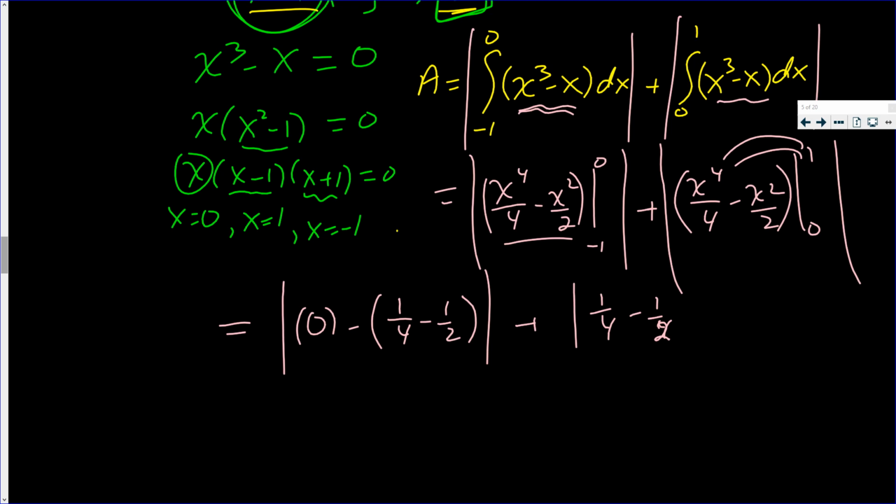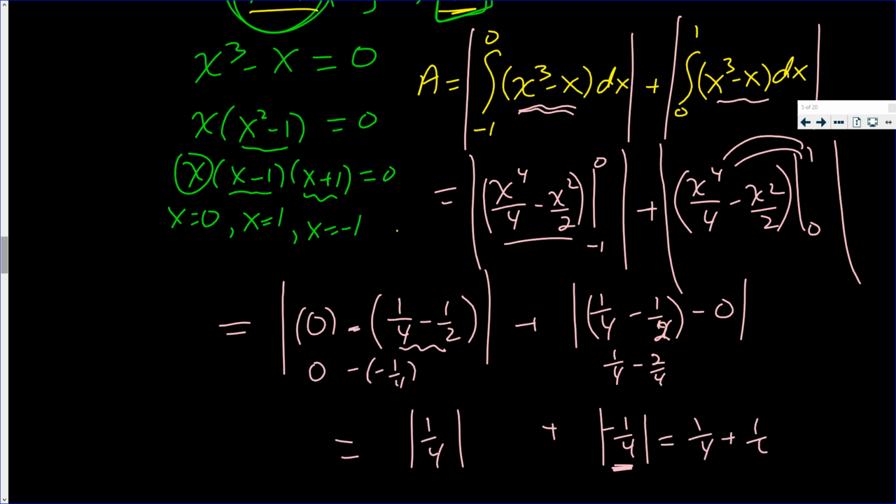Now, 1/4 minus 1/2 is -1/4. So it's the absolute value of that. That's also -1/4 with a minus sign in front of it. 0 minus -1/4 is 1/4. Absolute value. This one we did wrong because we got a negative. But it doesn't matter, because we took the absolute value. So the area is 1/2.